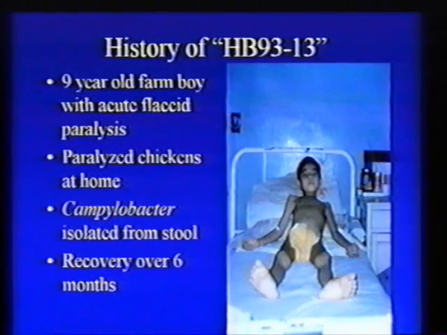This has been a very instructive child who we affectionately know as HB 9313. He was a farm boy who developed acute flaccid paralysis. Interestingly, he had a series of paralyzed chickens with diarrheal disease at home.